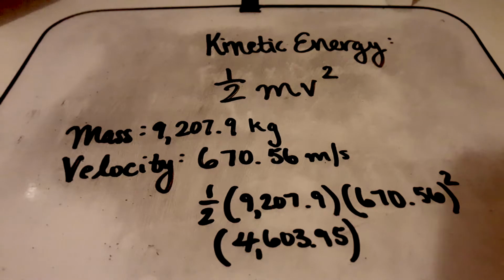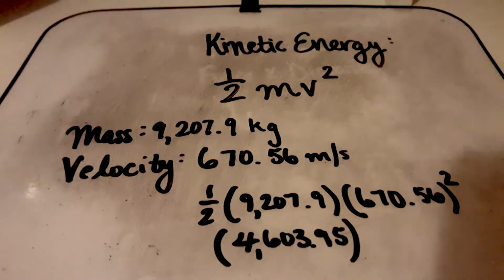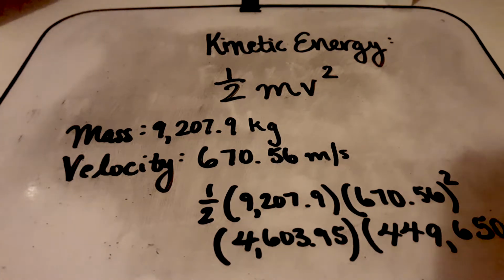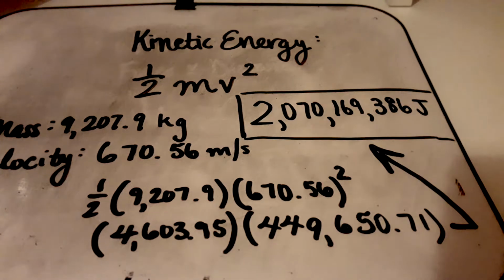It's going to be 4,603.95. And now we're just going to solve the power of 2 for this one, which is going to equal this number right here, 449,650.71, and now all we have to do is multiply these two numbers. Pretty simple, right? That answer is this big number right here. So it's about 2 billion joules to power this whole plane. That's a lot of joules.